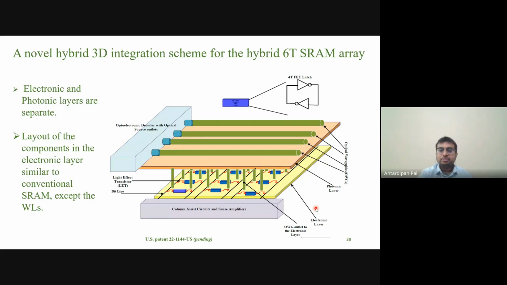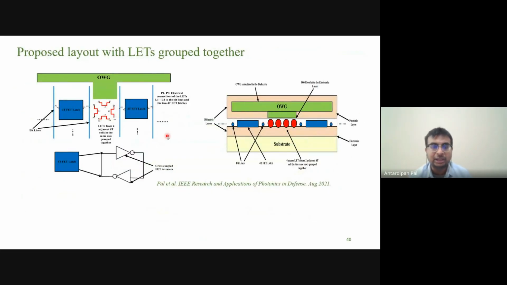So what we did, we combined these 2 LETs together. The 2 LETs from 2 adjacent 6 transistor cells are combined together and illuminated with a single optical waveguide opening. This is the concept. Take the LETs from here, here, here, here, combine them together, illuminate them with a single waveguide opening. By doing this, we can reduce the number of openings by a factor of 4. That means if we used to have 2,000 openings, now we have only 500 openings.